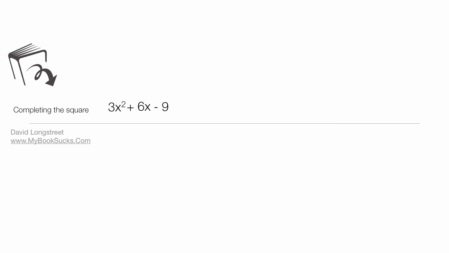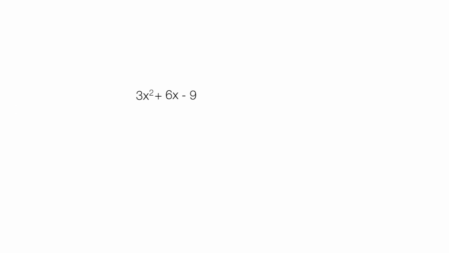In this tutorial, I'm going to talk about how to complete the square, and the example is 3x squared plus 6x minus 9. The problem is this 3 before the x squared. To get rid of it, I multiply the entire equation by 1/3. So I take 1/3 times 3x squared, which gives me 1x squared, and I drop the 1 traditionally in algebra.